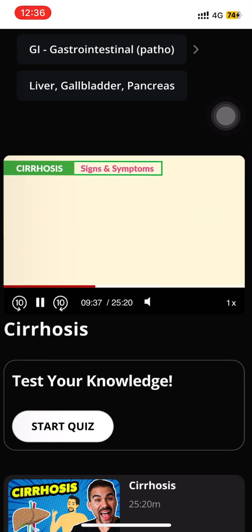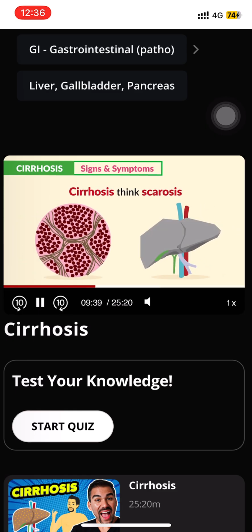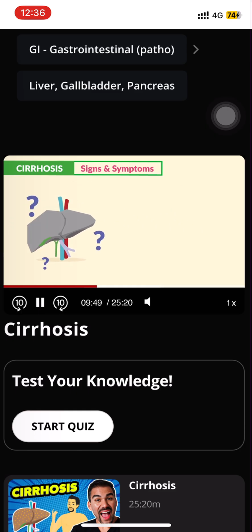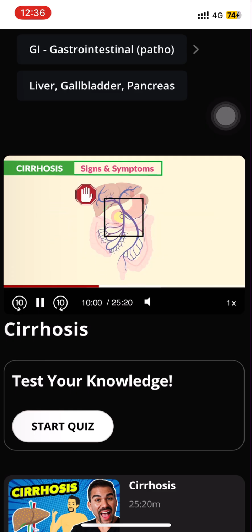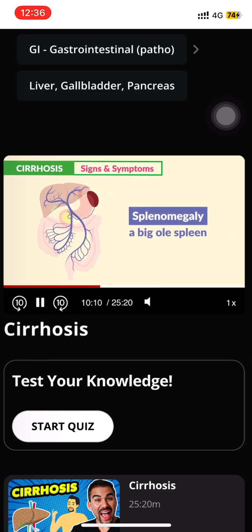Now, as far as the signs and symptoms, again, just think of the patho here. Cirrhosis, think scarosis. The liver is filled with scarred tissue, becoming hard like a rock. So, do you think blood flow can get through this hard rock here? Well, no. So this backup of blood results in increased blood pressure inside the liver, backing up into the portal vein, which connects the pancreas, spleen, stomach, and intestine. So naturally, these will enlarge, specifically the spleen, called splenomegaly.